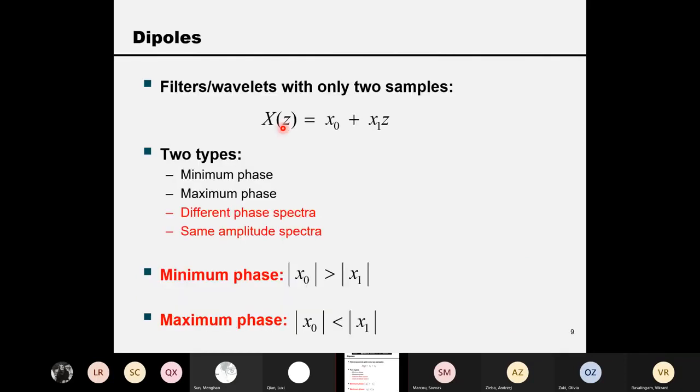Let me give you the simplest example of a filter, which is a dipole filter. Dipole means you have two samples, right? Like a dipole in the electric field or magnetic field, dipole means you have two elements, positive and negative. So in this case, I give you the simplest filter, which has only two samples, x0 and x1. x0, x1 could be positive, could be negative, even 0 is fine, but it's just two samples.